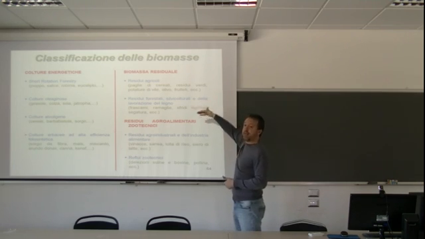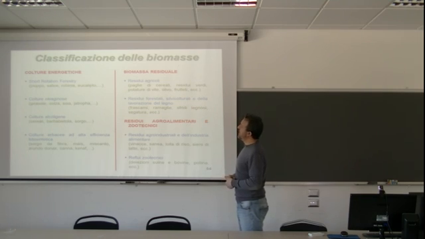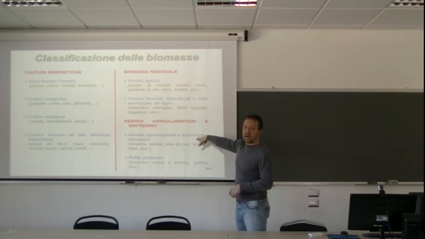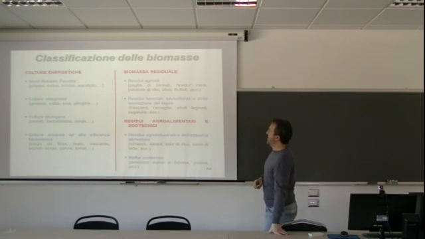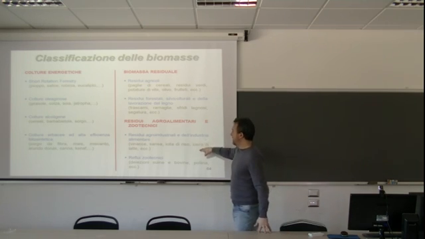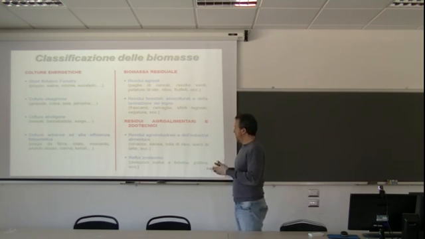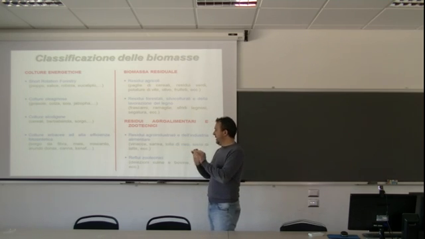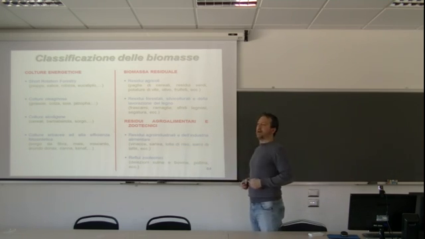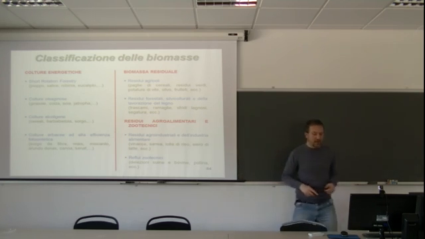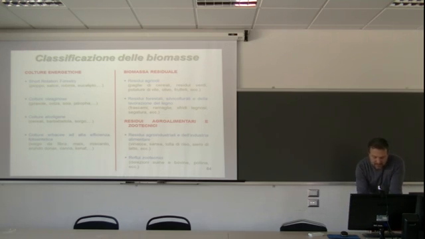Residues from agriculture and forestry, and here the example just made, and residues from agro-industrial and zootechnical. For example, also the residues of milk production will be used for bioenergy production. The cover of rice, of course, will be used for bioenergy purposes, and so several examples of biomass.